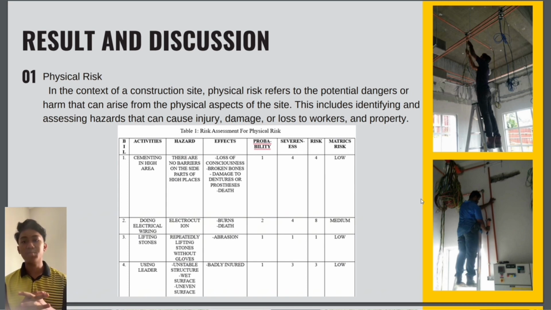The first activity is cementing in a high area. If you can imagine, when the worker is cementing in the high area, sometimes they can't control themselves. So the hazard is there is no barrier on the side part of the high place. Sometimes when the worker stumbles in the high area, they are unable to reach a barrier to stop them from falling. So it can cause loss of consciousness, broken bones, damage to the body or prosthesis, and death.